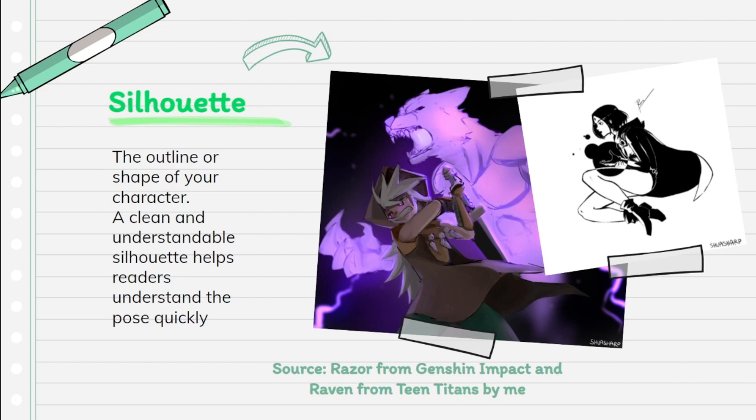The example shown here is from Razor, from Genshin Impact, that I drew a long time ago, and Raven from Teen Titans. As you can see, the actions that they're doing here are pretty easy to understand, nothing complicated.